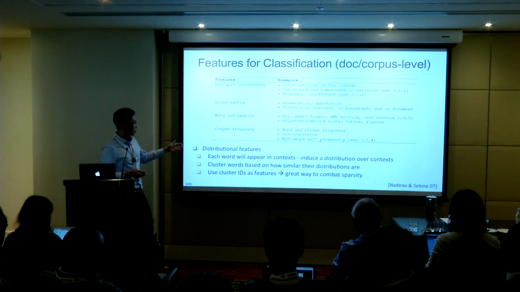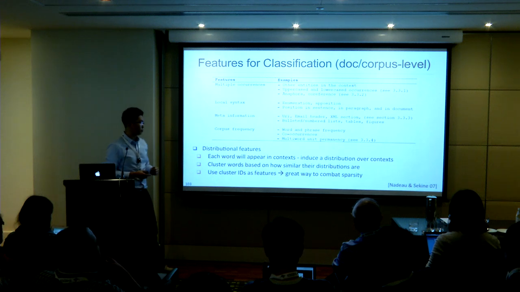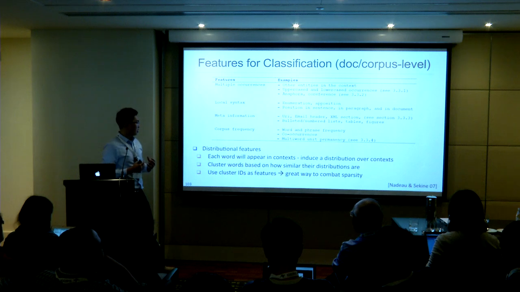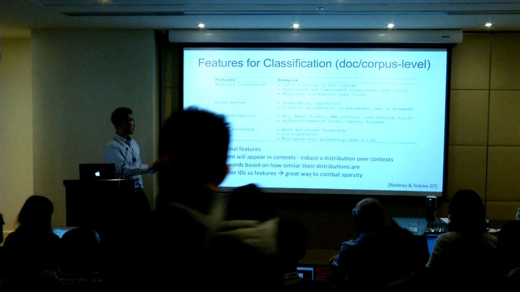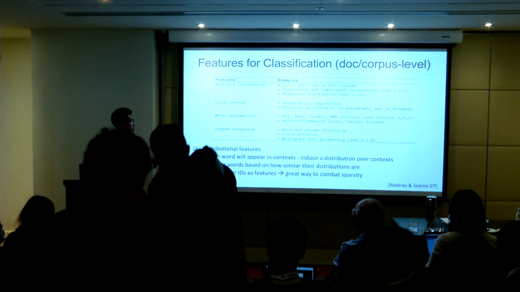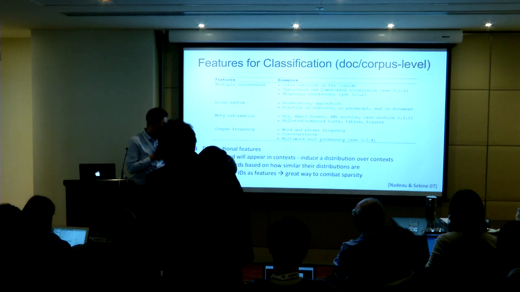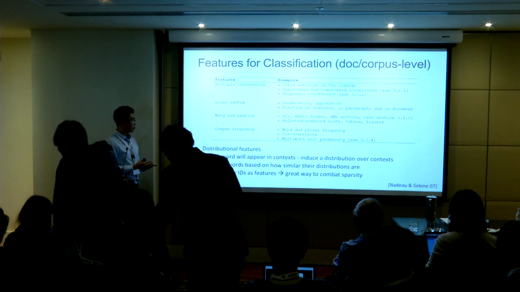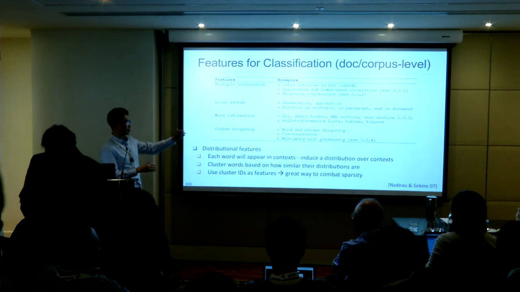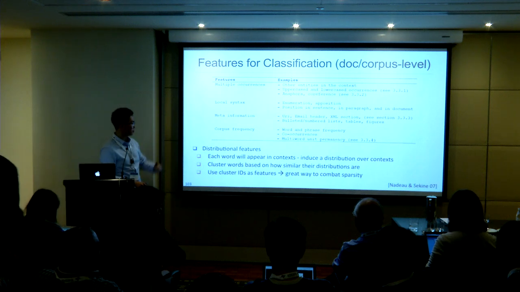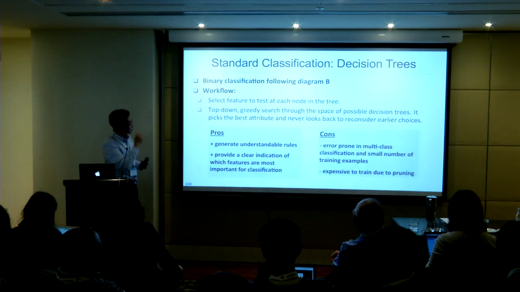And a particular case is the distributional features, which are found very useful. It's trying to look at the context of each candidate and induce a distribution over these context words, and then cluster these words into a rough category and put in the class label as the features for further training.